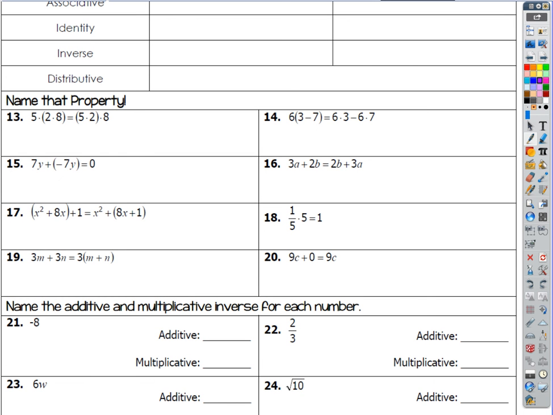Think about that for a second. Okay, is it associative, right? How come? Because we're multiplying more than 2 things. We're multiplying 3 things, and we're just grouping them in different orders, aren't we? You see the difference? So this would be the associative property of multiplication. Okay? Compare that to number 16. What's that?